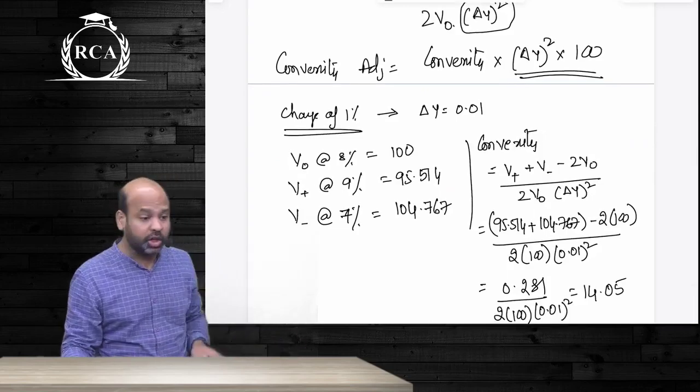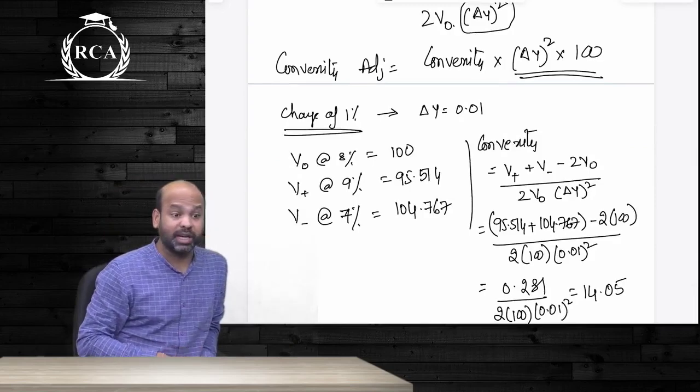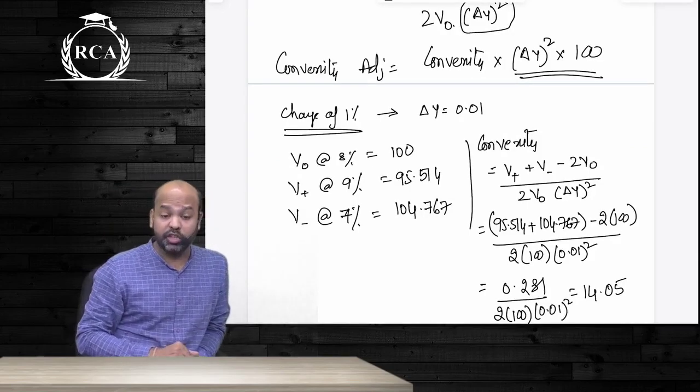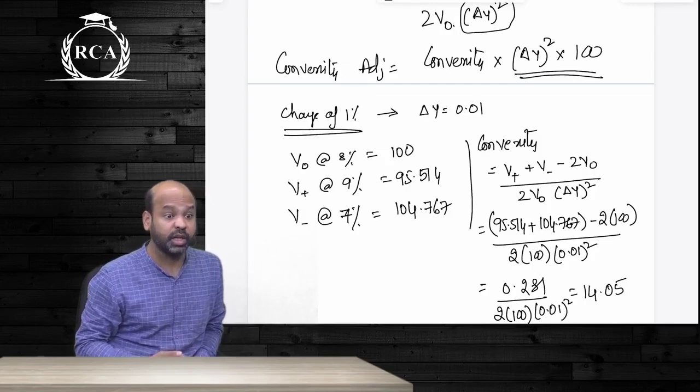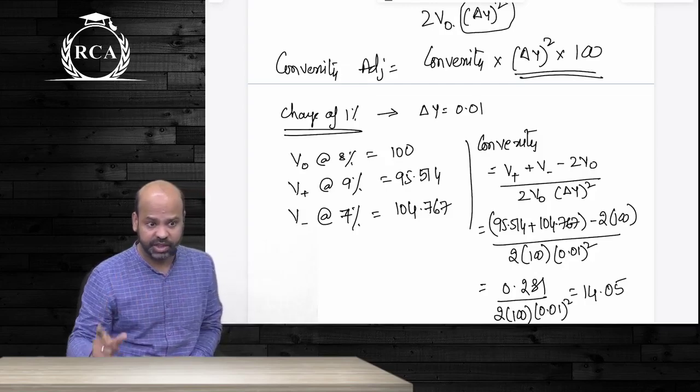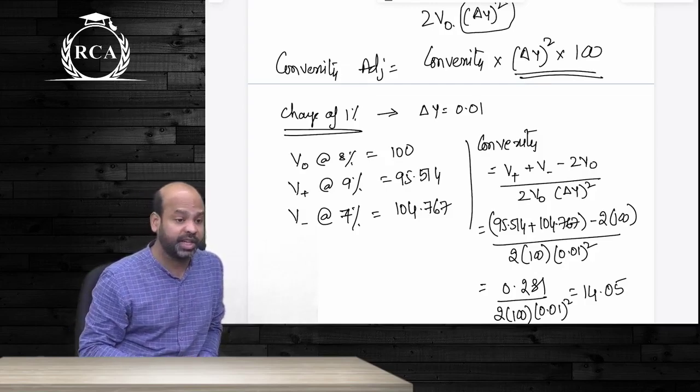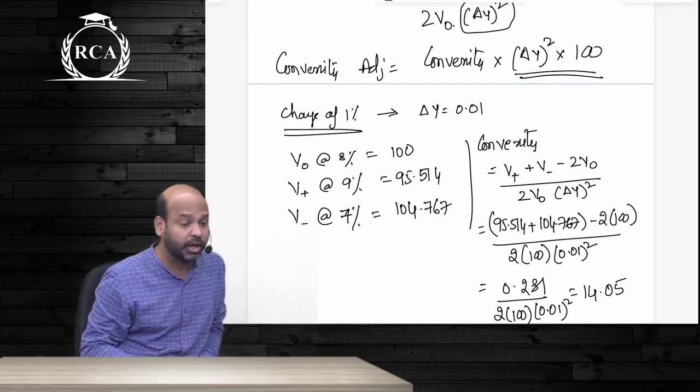Now, related to duration, what you are supposed to know, what can be asked as a part of MCQs. Duration immunizes your portfolio if and only if there is only one interest rate change. If there is more than one interest rate change, duration will not immunize your portfolio.